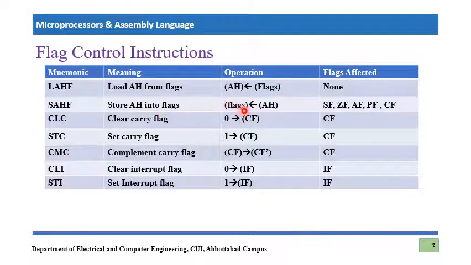And furthermore, the operation sign is also indicated here. We see that AH is going to transfer inside the flags, but this time a number of flags can get affected by this operation. Why? Because we are actually changing the flag status, so there will be effects on the flags. So the sign flag, zero flag, auxiliary flag, parity flag, and the carry flag are going to change.